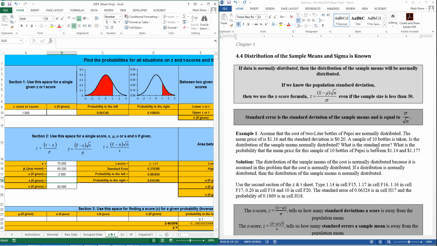Now the standard error, there's a formula for that, and that is the standard deviation divided by the square root of your sample size. So for this problem, it would be 0.2 divided by the square root of 10. Now we could do that on a calculator, but the Excel sheet will work that out for us automatically. And then the big question is, what is the probability that the mean price for this sample of 10 bottles of Pepsi is between $1.14 and $1.17?